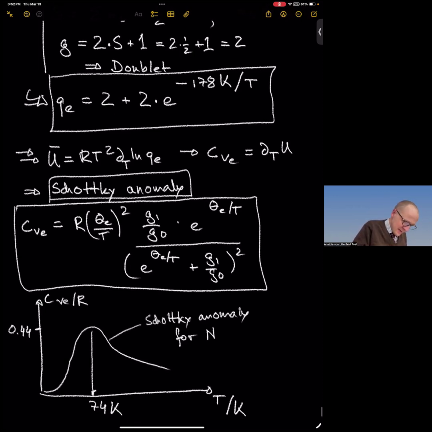And so it depends on the system, right? But a condition is that you need this partition function of two close lying states. So whatever system you find where the electronic states are close lying, you should be able to observe a Schottky anomaly in the electronic heat capacity. If you don't, then you fall back. You don't have the second term in your partition function, and your heat capacity does not depend on the electronic degrees of freedom.